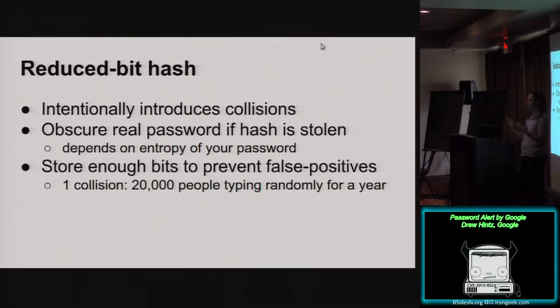And so this is a balancing act. If we store too many bits, then there are not enough collisions. If we store too few bits, then there are a lot of false positives, meaning if you're typing normal things that are not your password, one of them could happen to hash to what it thinks is your password. So we settled on 37 bits, which equates to about one false positive for 20,000 people typing for a year. This is very rough math because people don't actually type randomly. I'm sure they have all sorts of patterns and probably entire PhD dissertations about it.